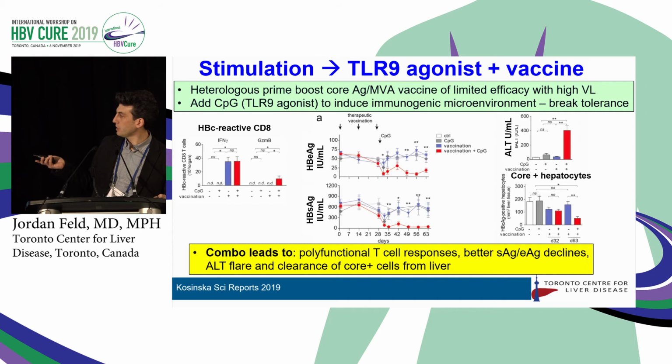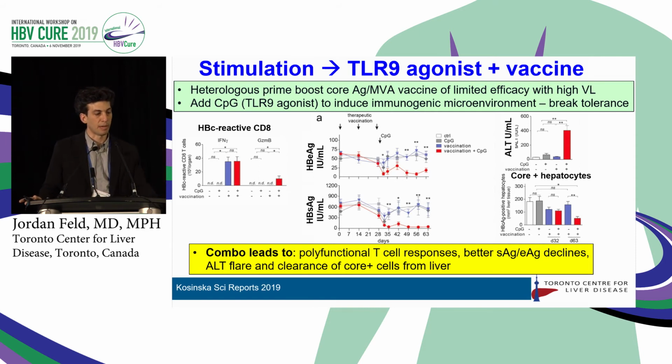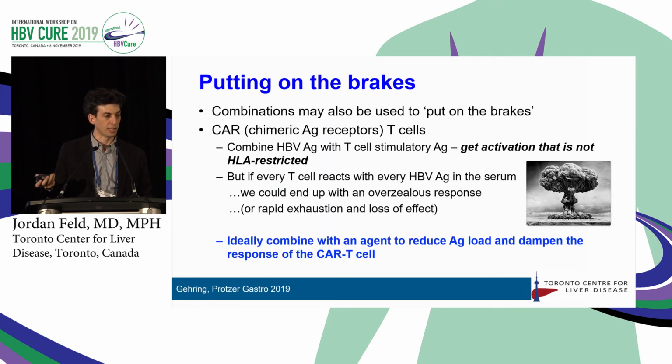What you see is that this increases both the number, and so the red bars are when CpG and vaccination are given, and you can see that both the polyfunctionality and number of T cells are increased. These are core-specific, it's a core vaccine, and you can see that the declines in E antigen and S antigen are greater, leading to greater ALT flares, and then most importantly, greater clearance of core-expressing hepatocytes in the liver. So this really shows the concept of using something that's stimulating the vaccine by adding in a second immune stimulant, in this case on the innate side.